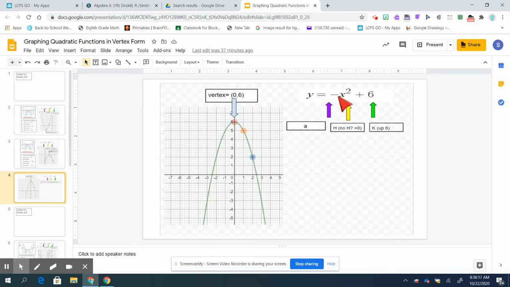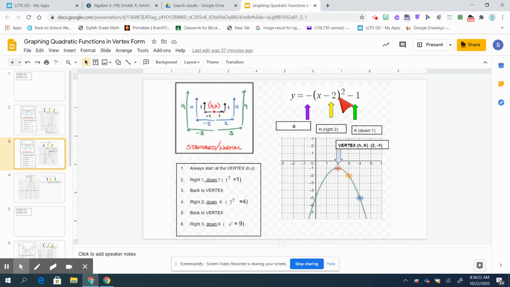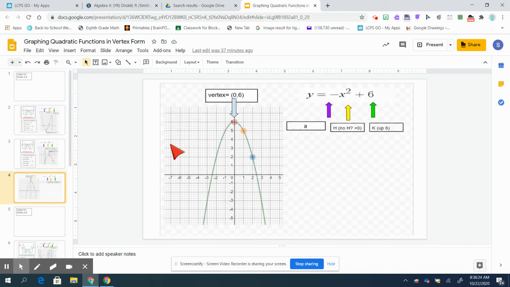Okay, this one is if we don't have the parentheses, so we don't have an H value, that just means our H value is a 0. So our K is 6. So we start at 0 and our vertex will be 0, 6. And then it is a negative A value, so we know our graph is facing down and we follow the same directions.